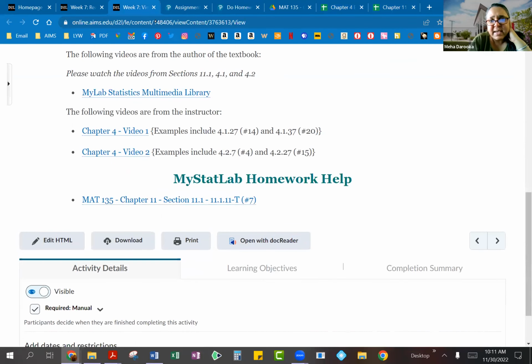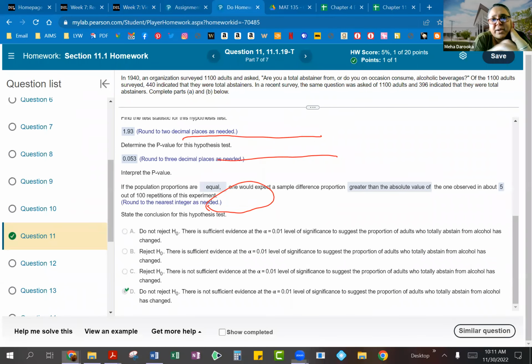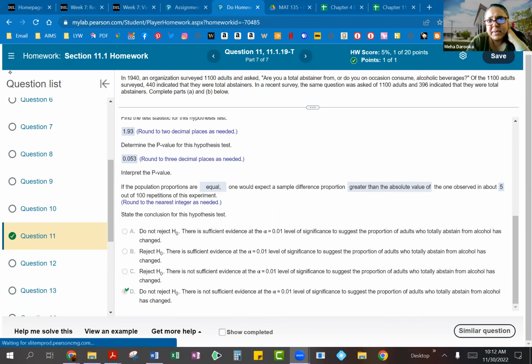Under the view section, again, you have the examples for chapter 4, sections 4.1 and 4.2. And this is a different example than the one we just did in class. This is 11.1.11, so that's the example I have in here, and the one we worked on is 11.1.19. So you got to see a little bit of a different example, so you can do a comparison between those two. Any other thoughts?